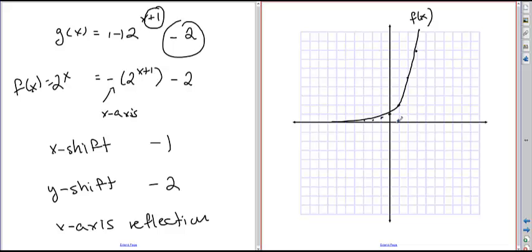Now, to do the transformation, the x-axis reflection actually goes around this way. So it goes down instead of up. But we're going to take our axes and we're going to shift those. So we're going to do the x shift, which means moving the y-axis -1 unit, and we'll move the x-axis, which is y equals 0, down 2. So that's our new origin. But instead of going up based upon this thing, we're going to go down. That's what the x-axis reflection does.